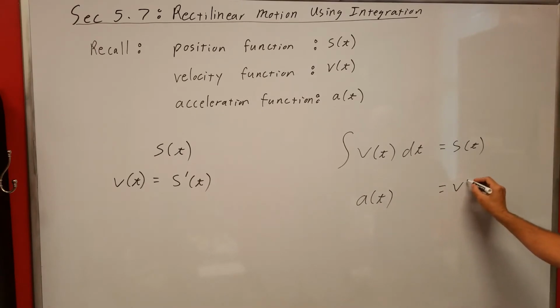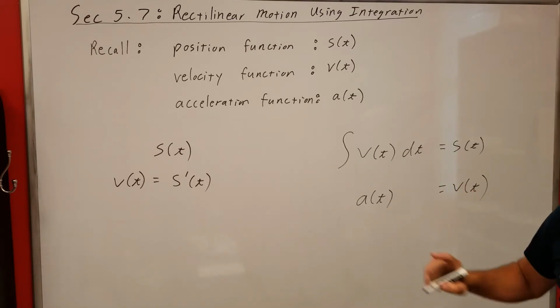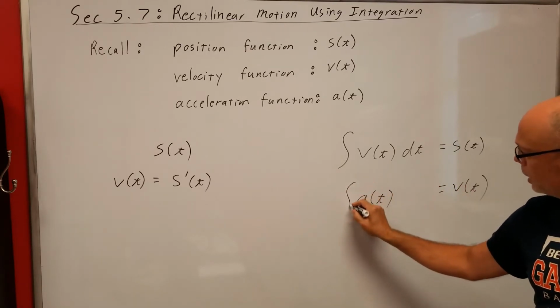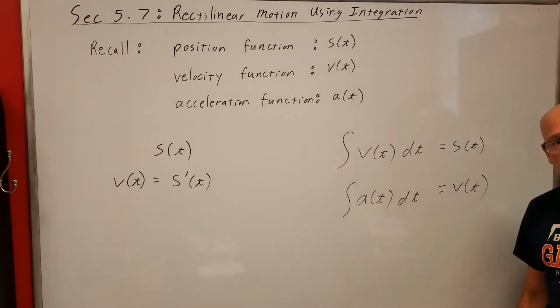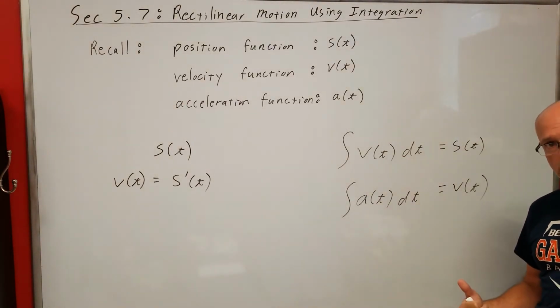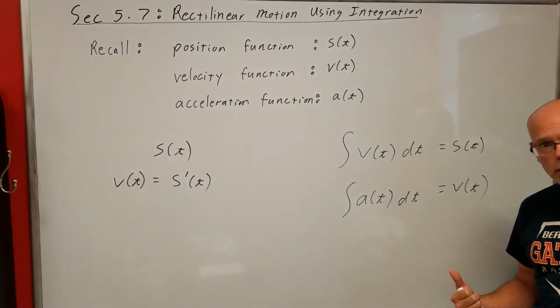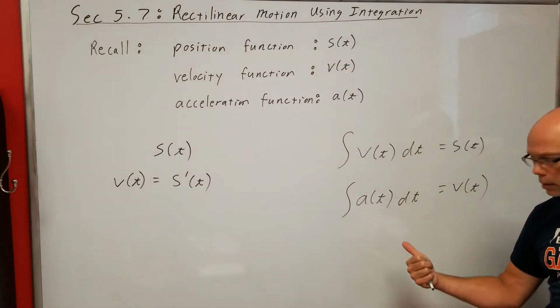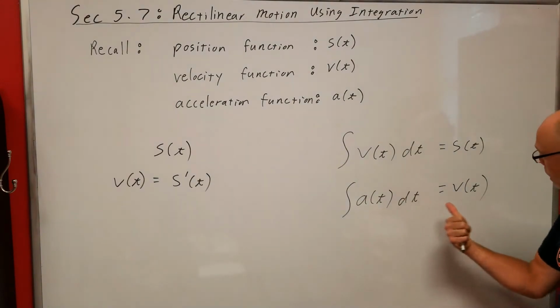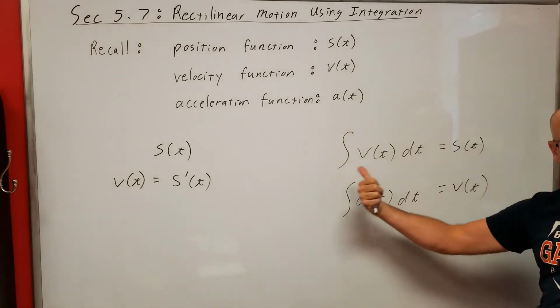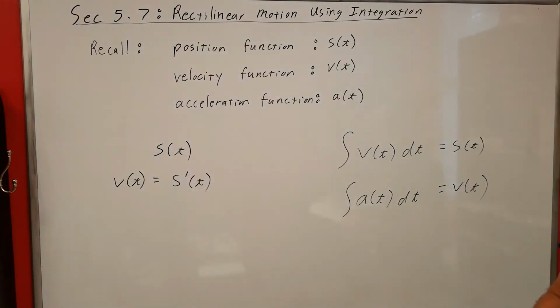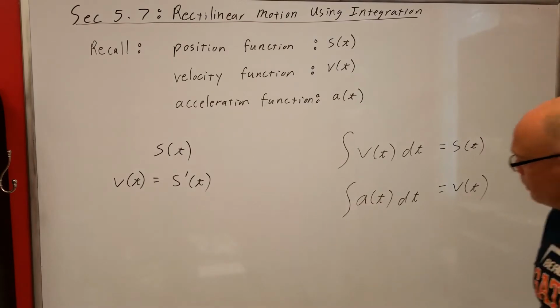Let's say I start out with the acceleration function, and I want to get to the velocity function. Well, we know if we take the derivative of velocity, we get acceleration, right? So if I take the antiderivative of acceleration, I should get the velocity function. Now let's suppose we start out with the acceleration function and we want to get to the position function. Then what do we do? We integrate twice, right? Because if you start out with acceleration and integrate once, you get the velocity. If you integrate that velocity, you get the position function.